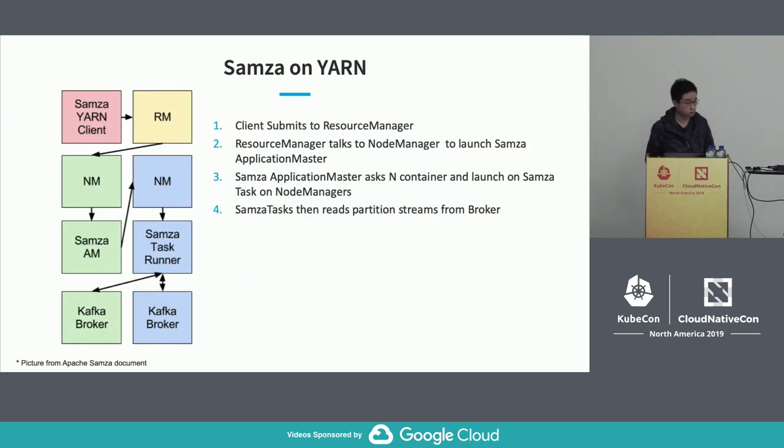The way it works is, the Samza YARN client first talks to the resource manager. It submits the Samza application, and then the resource manager makes decisions and schedules the Samza application master to a particular node. Once the Samza application master is started, it goes back to the resource manager and asks for containers to launch the Samza tasks. The Samza task is the real task that runs inside the container. Once the Samza task is started on the node manager, it can start its own business logic, like reading data from the Kafka broker.